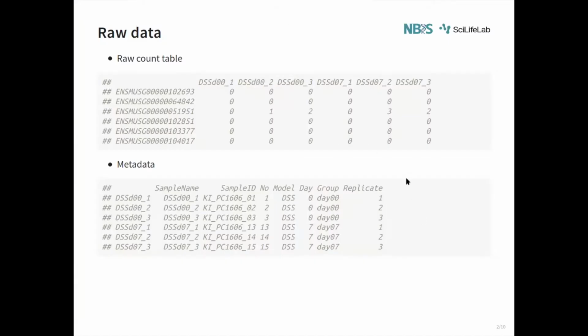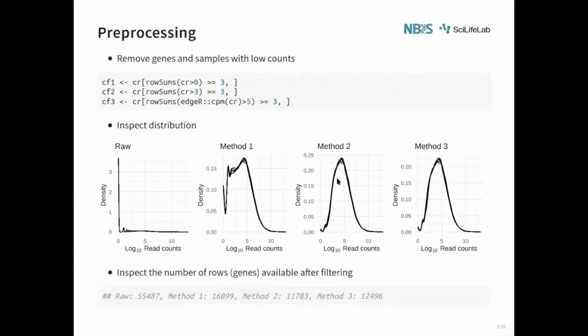Okay, so we have the count table and the metadata. And the first step is filtering. So we want to filter out genes that are not useful, or genes that are bad, or genes that don't really add value to downstream steps. And the most obvious case is a situation where you have genes which are just completely zero across all your samples. So this is totally pointless. So you might as well just remove them.